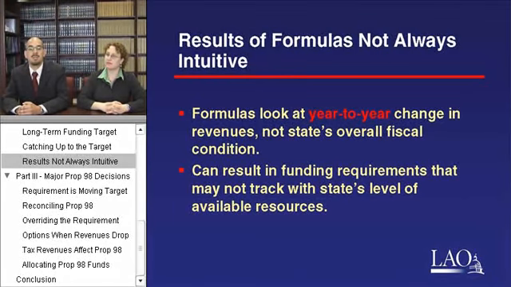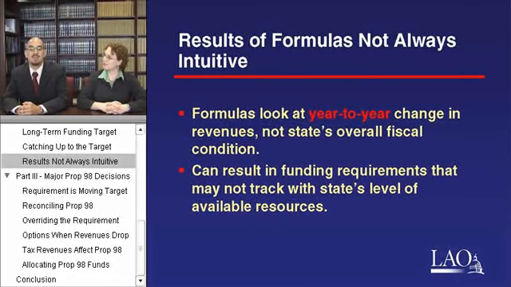To wrap up this section on Proposition 98 mechanics, we think it's important to emphasize that the formulas may not always lead to the types of results that you might expect. The formulas do incorporate changes in revenues and in personal income, and they are intended to track with the overall economy and the state's general fund resources. However, because they focus only on the year-to-year changes in these factors, not on the state's overall fiscal condition or the amount of general fund resources that the state actually has available, sometimes the results are not always intuitive, and the requirements may not track exactly with the amount of resources that the state has available to spend.